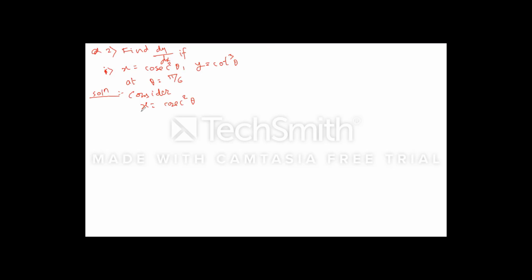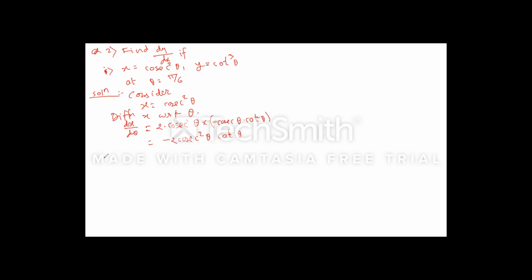So let's find the derivative with respect to theta. Here we are going to differentiate x with respect to theta. So what is the value of dx by d theta? It becomes twice cosec theta, and the derivative of cosec theta is minus cosec theta into cot theta. That is the derivative of cosec theta. It becomes minus 2 cosec square theta into cot theta.